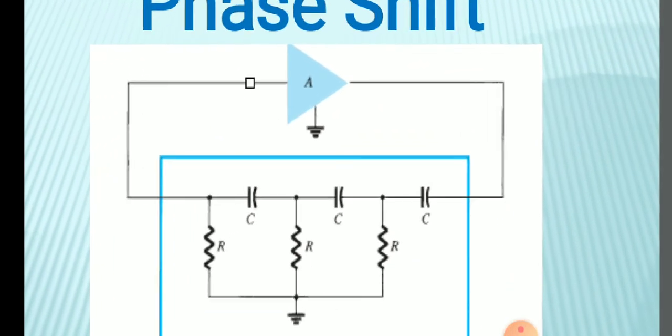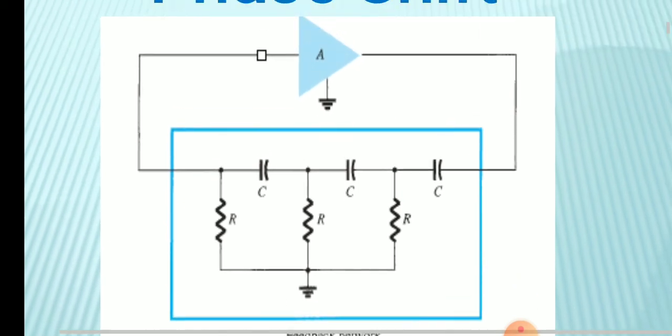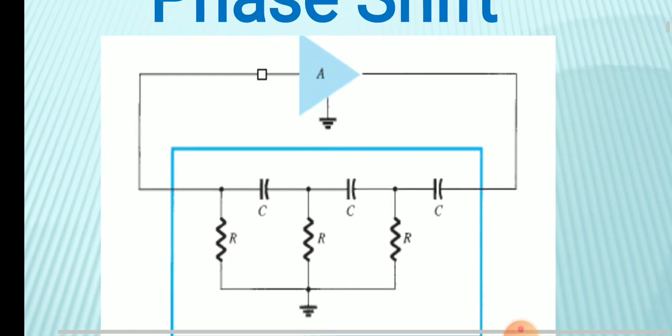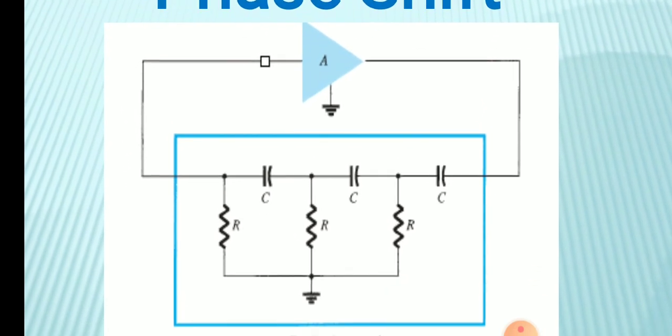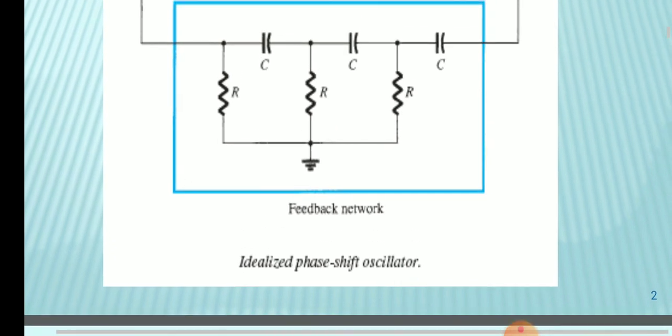In the phase shift oscillator, here the amplifier we use is an op amp, and the feedback circuit is an RC feedback circuit. So this is the idealized phase shift oscillator diagram.